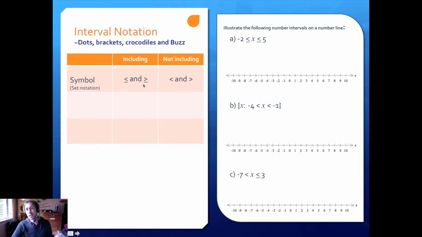There's a couple of things here that we need to know in terms of how to read this table. This column here is always known as the including one, so this represents including such and such. And this one here represents not including.